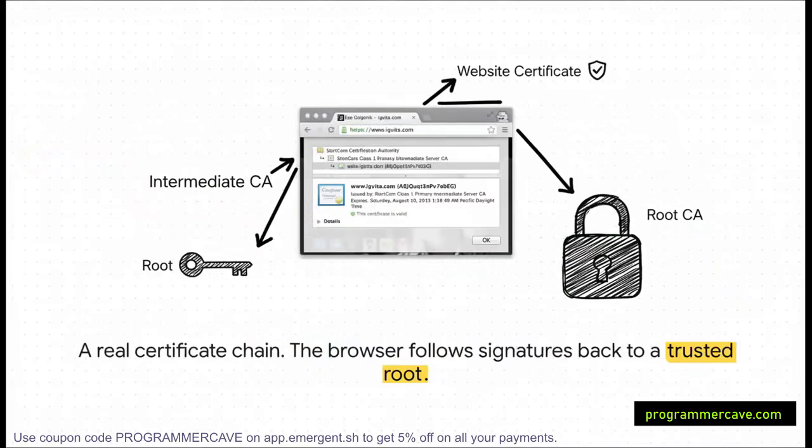And here's what that looks like in the real world. You can see the website's own certificate at the bottom. It was signed by an intermediate CA, which in turn was signed by a root CA that was already trusted by your browser from the very beginning. Your browser just follows this chain of signatures all the way back up to a trusted root to make sure the site is totally legit.